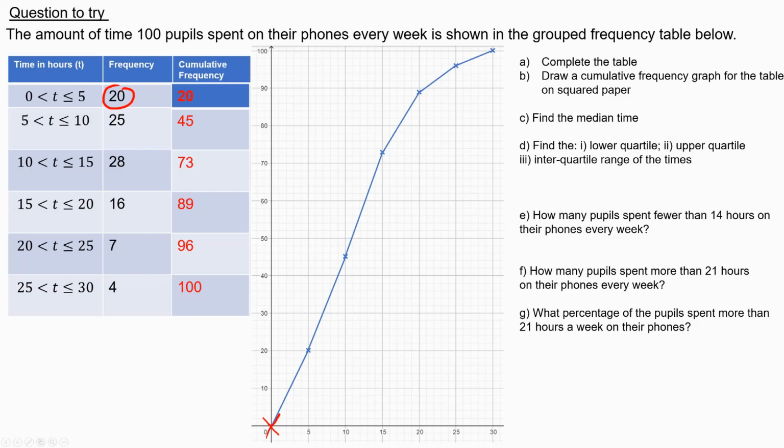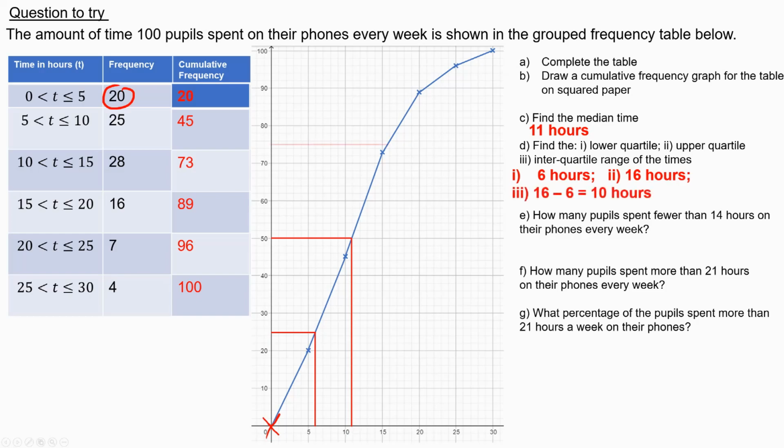To find the median time, we need to go halfway up the graph, so half of the cumulative frequency, half of 100, 50. So we go up to 50, we go across, and we go down. This gives us 11 hours. The lower quartile is going to ask us to go up a quarter of the way, so that's up 25, and then to go down, giving us 6 hours. And the upper quartile is going to be up 75, and then you go across, which takes us to 16 hours. So the interquartile range is 16 take away 6, upper quartile take away lower quartile, which is 10 hours.